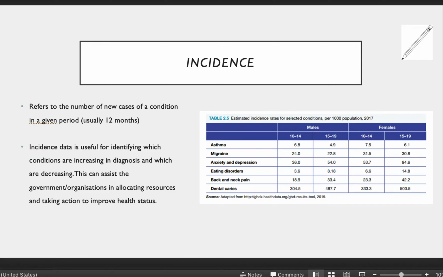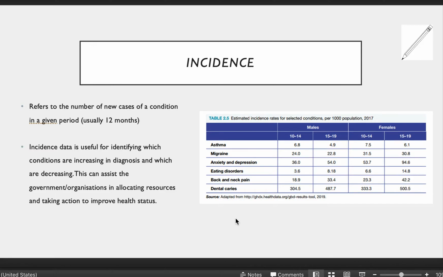When we use the word incidence, we're often referring to morbidity or disease, injury, illnesses, and disabilities. So incidence is how many new cases of a condition have been reported within 12 months. Now I know we spoke about this in class the other day, but we didn't officially put the word incidence with it. So incidence is very helpful in identifying what is increasing in diagnosis and which ones are decreasing, and this helps allocate very useful health resources.